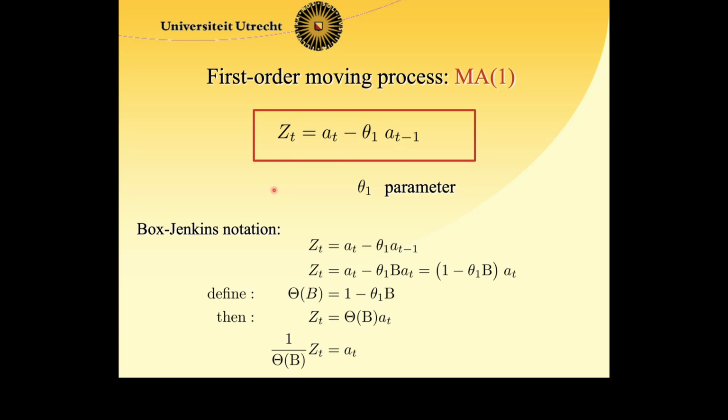Now we can also do the Box-Jenkins notation here. ZT is AT minus theta 1 AT minus 1. This thing here is replaced by B times AT, as you can see. Then we can factorize it and define a polynomial. ZT is capital theta B times the noise AT. And of course, we can also bring this to the other side. Sometimes it's written like this.